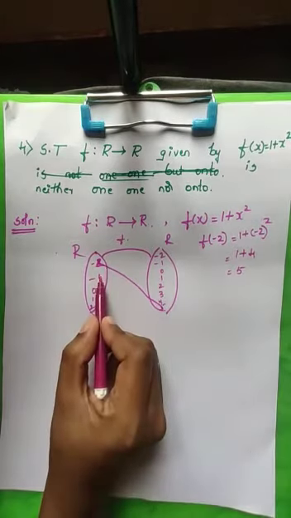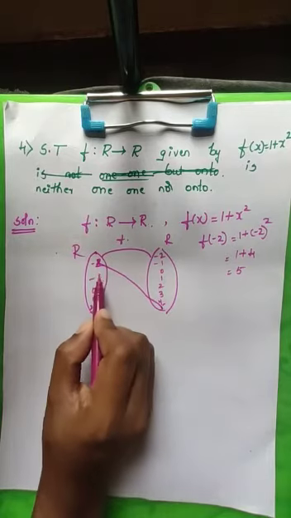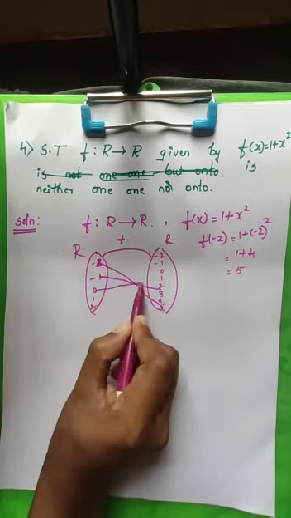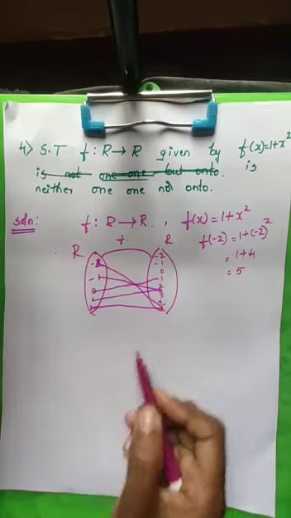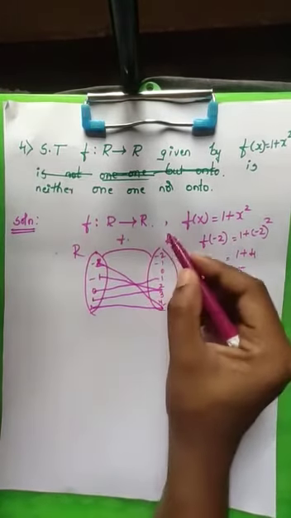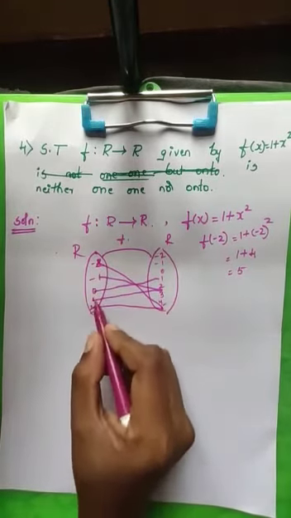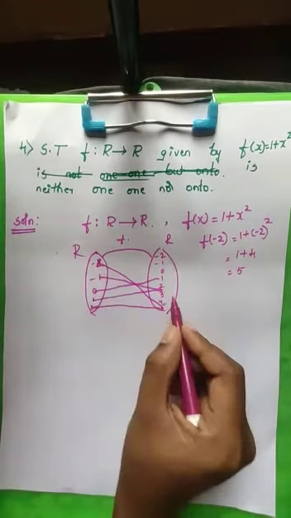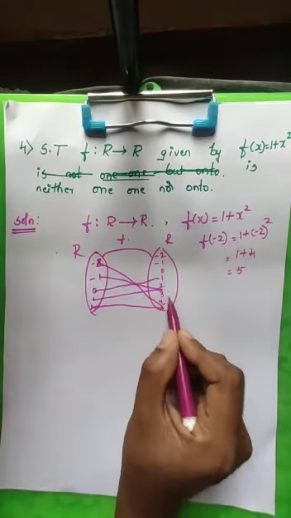So f of -1 is 1 plus (-1) square, which is 2. f of 0 is 1. f of 1 is 2 and f of 2 is 5. So you can see that in the domain, if you take any number, positive or negative, the answer is mapped to positive. The answer is mapped to only positive numbers.